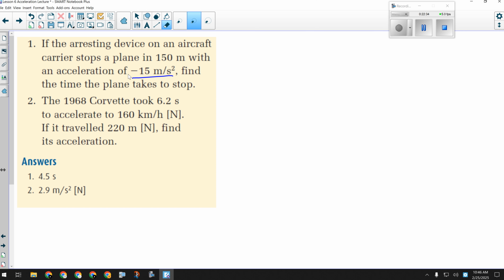Okay, so the aircraft stops. What are they telling me there? VF is 0. It's again one of those contextual clues. VF is 0 meters per second. We know that D is 150 meters. That's going to be forward because you move forward while you're stopping. And the acceleration is going to be negative 15 meters per second squared. We're looking for T. Wait a minute, didn't Coder tell me you'd never have to use this formula to solve for T?